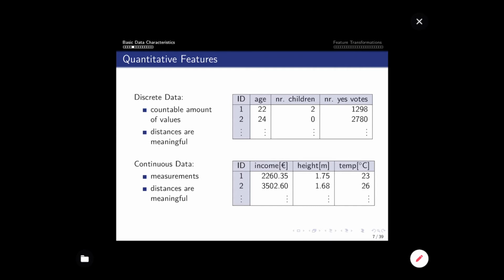So discrete data and ordinal data are in some sense quite similar, but the difference is that for discrete data we have meaningful distances, and that is not so subjective. And then we have continuous data. I think it's straightforward to get an idea about what that is. These are things like measurements, where you also have meaningful distances, like meters, centimeters, degrees Celsius, income, all these well-defined measure scales.